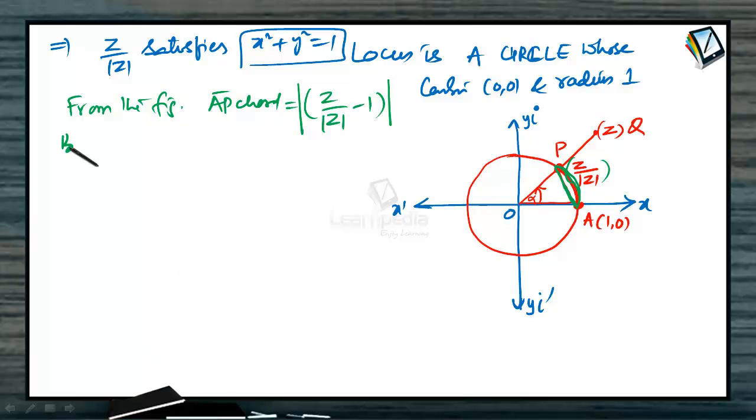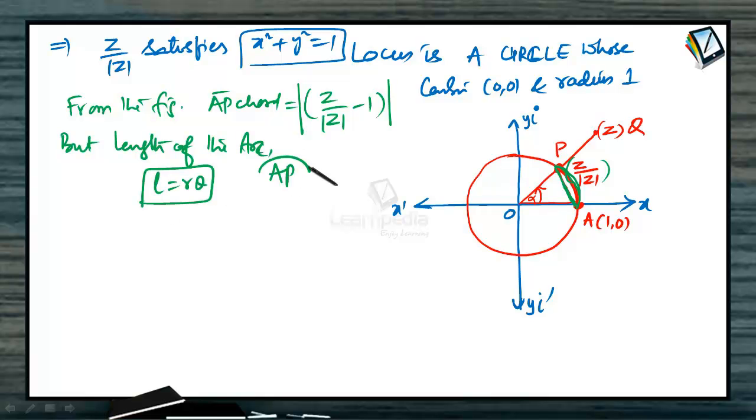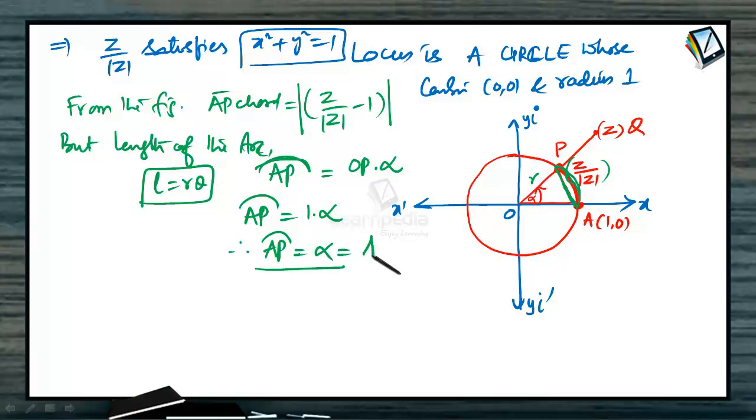Now, the length of the arc formula is L equals r theta. So the length of the arc AP equals the radius OP into theta, which is alpha. So the length of arc AP is equal to 1 into alpha. Therefore the arc length AP is equal to the magnitude alpha, and alpha is nothing but the argument of z.